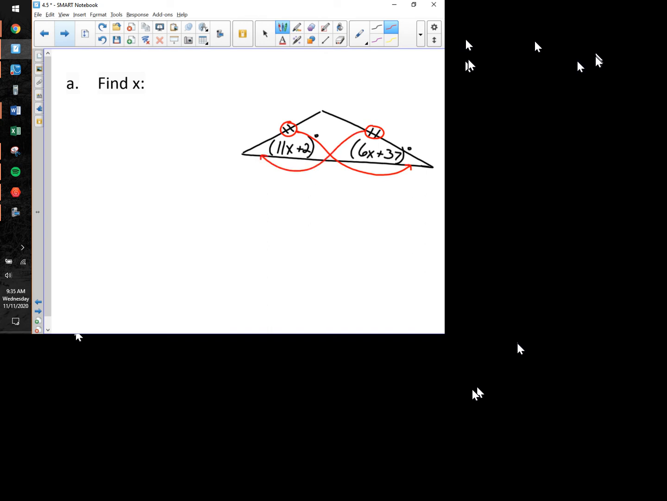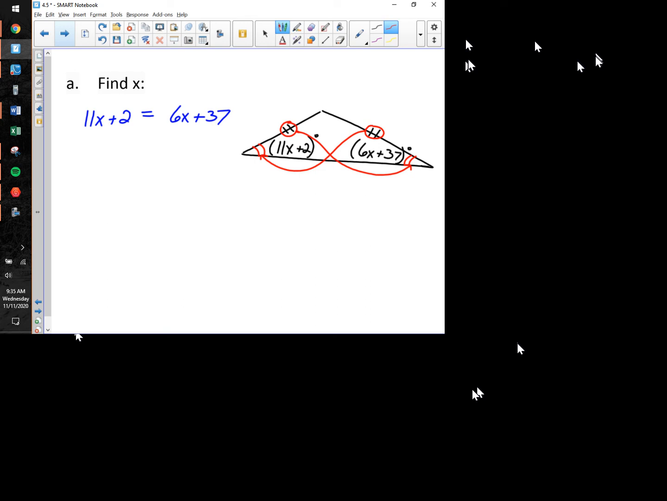All right? So that's a neat little diagram I just drew there. Those 2 congruent sides on the left and right mean that these 2 angles down here have to be congruent to each other as well. And a fundamental idea of geometry that I'm hoping you guys now have down: if we know that these 2 angles are congruent, that means that their measures are equal. So 11x plus 2, the measure of the lower left-hand angle, has to equal 6x plus 37, which is the measure of that angle there on the right.